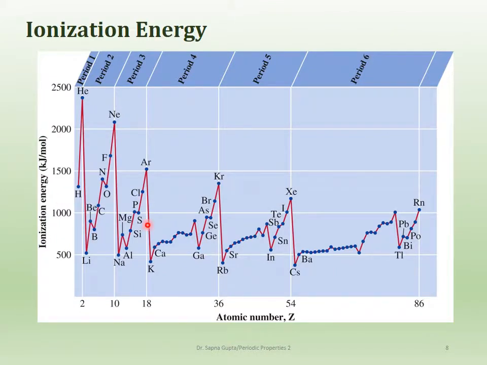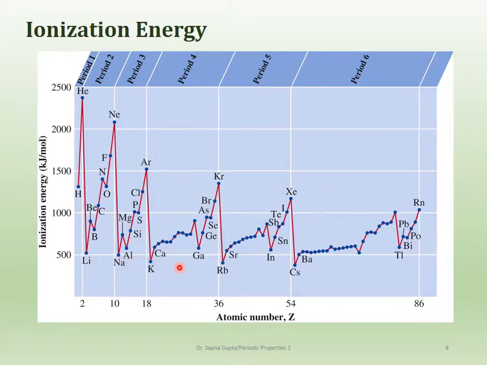Here is the trend for ionization energy, a nice little graph here. Between hydrogen and helium, helium has higher ionization energy because it's harder to remove an electron from helium than hydrogen. Then low for lithium. It is easy to remove an electron from lithium because now you're getting farther away from the nucleus. But then ionization energy increases as you get to neon, and then again it decreases as you get to sodium because now you've added another shell.